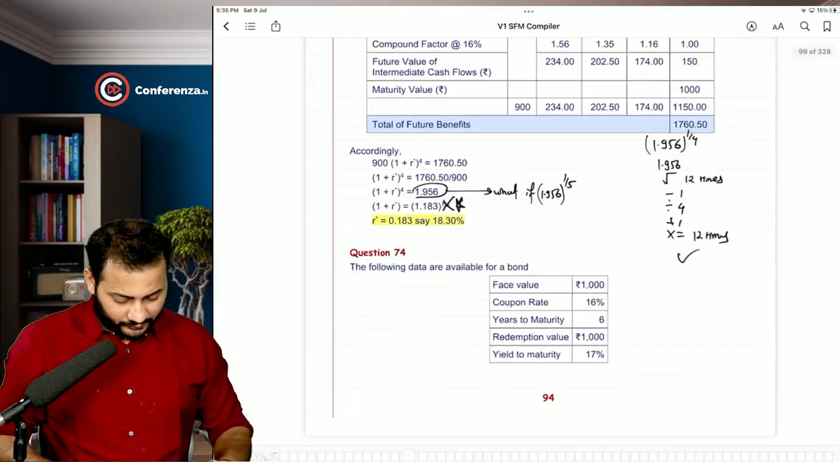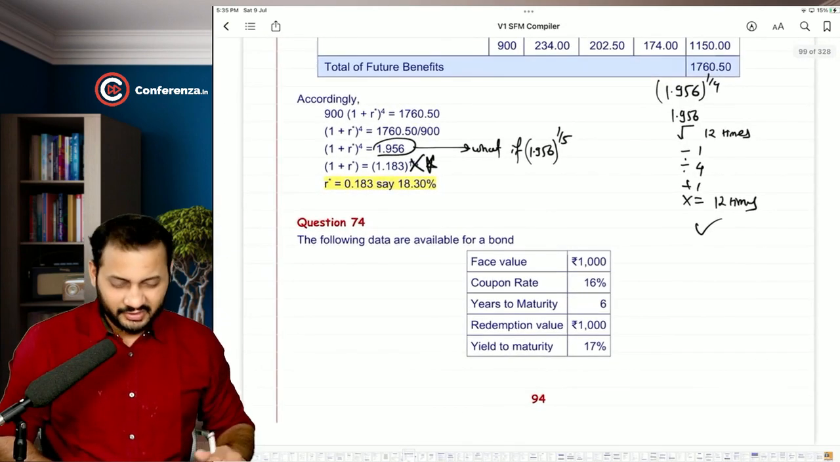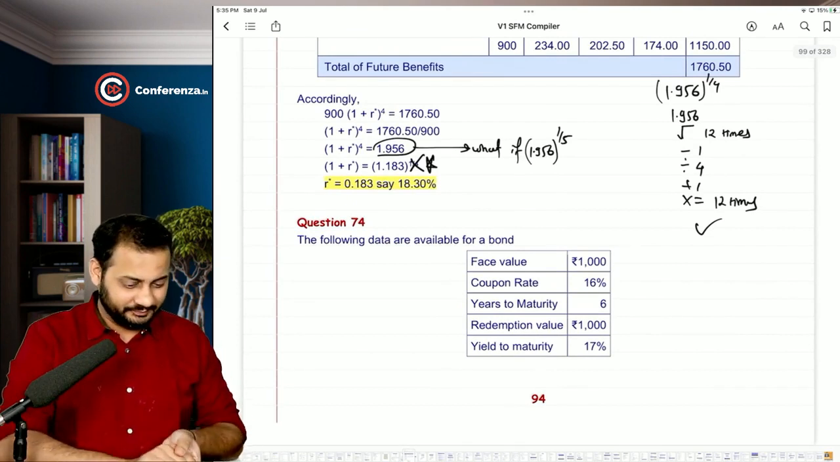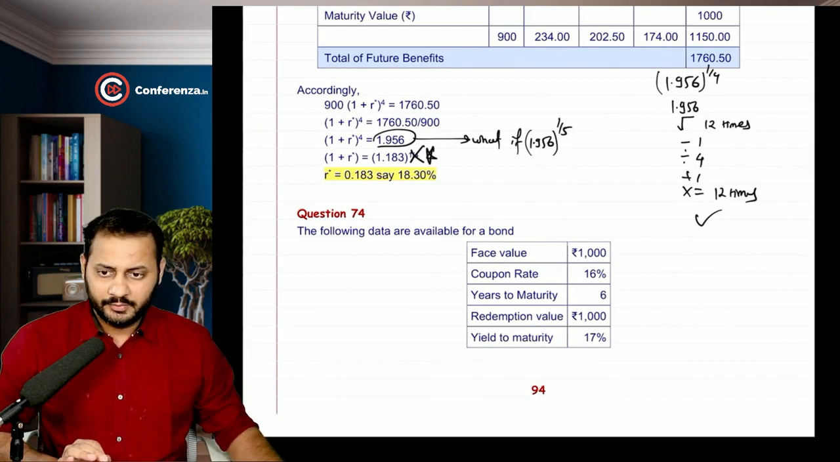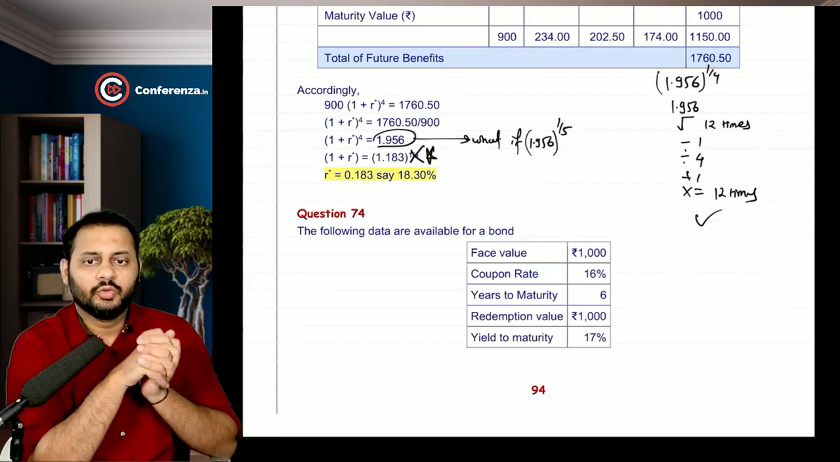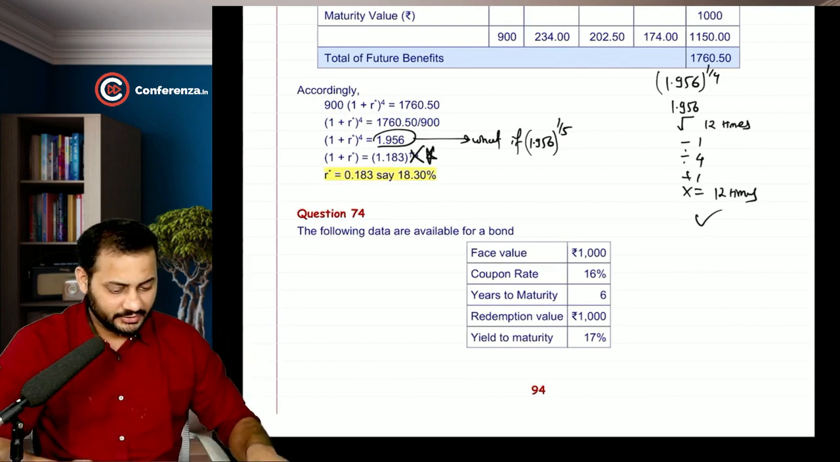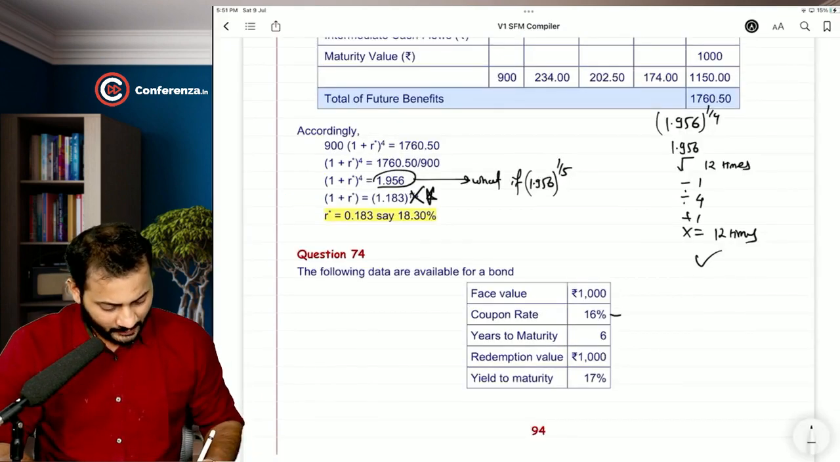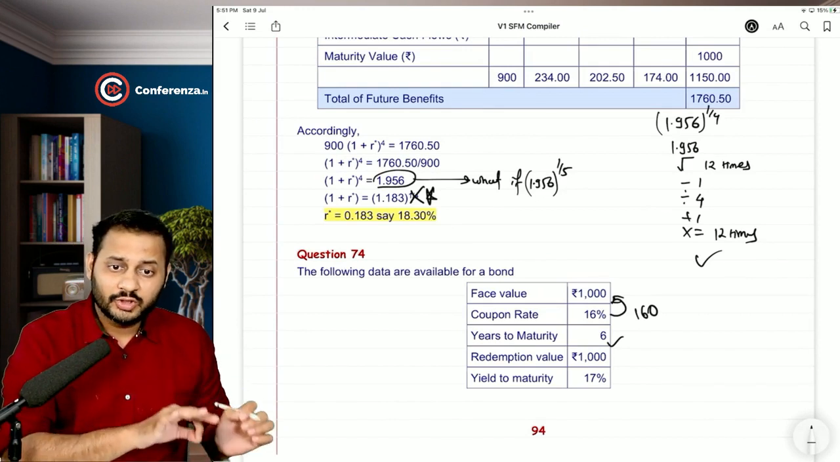Question number 74. Let me see. Yeah, there is something new that we are going to learn in this question, so have a look at this part. The following data are available for a bond. The face value is given to you, 1000 rupees, coupon rate 16%, and if you calculate the coupon amount, it will be 160 rupees. 6 years are there till maturity. Redemption value is also at par.